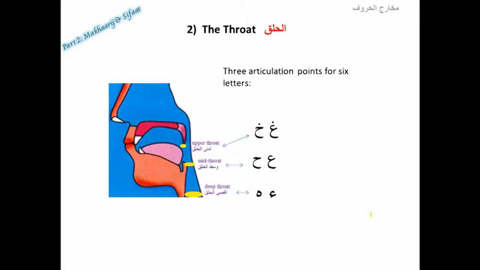Okay, so the next organ of speech we'll be looking at is the throat, al-halq. The throat is al-halq. 3 articulation points for 6 letters. So 3 articulation points, 6 letters. Hamza, ha, come from the deep throat. Ain, ha, come from the middle of the throat. Ghain and kha come from upper throat.